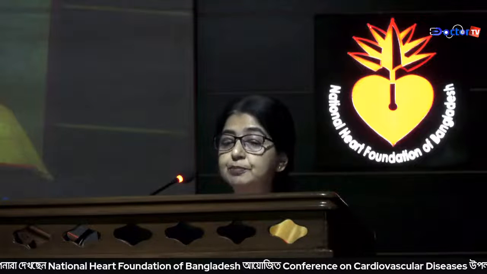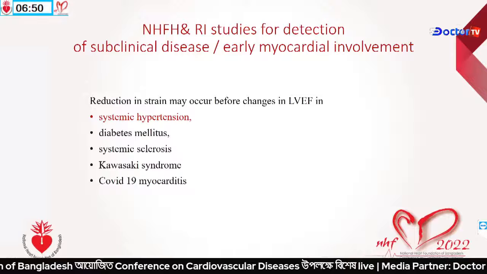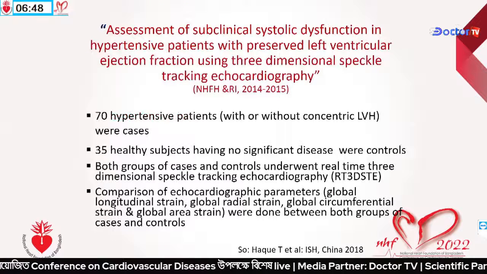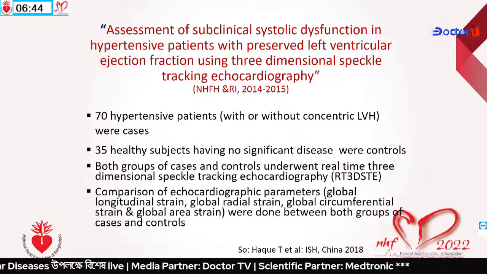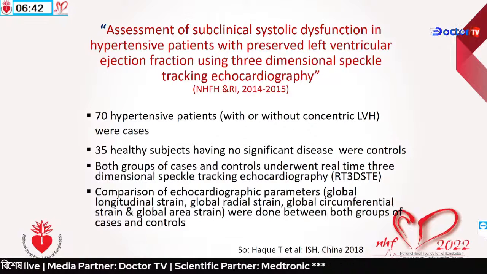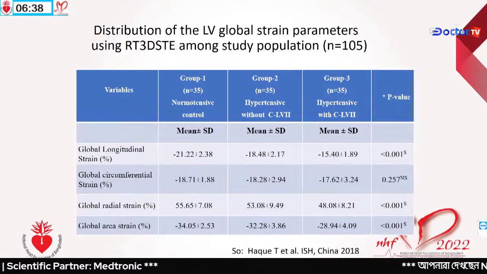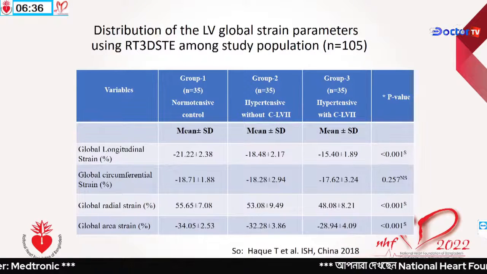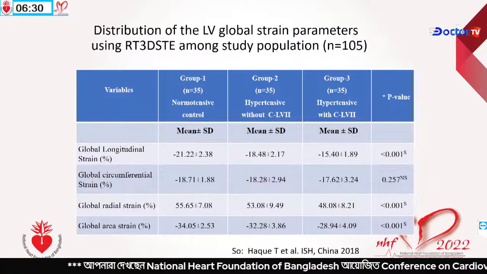We have also experienced in the hypertensive patients for detection of subclinical systolic dysfunction. So we did 3D speckle tracking echocardiography in 70 hypertensive patients and in 35 healthy subjects. And 3D-derived strain parameters, GLS, radial strain, and area strain, were significantly reduced in hypertensive patients with and without hypertrophy compared to the control group.